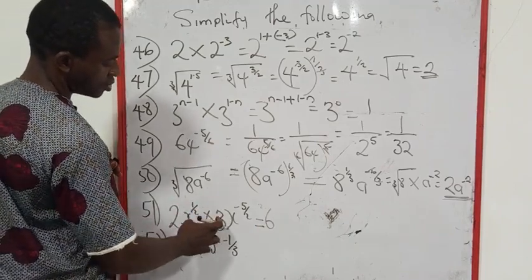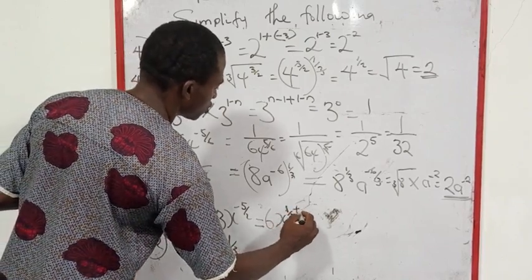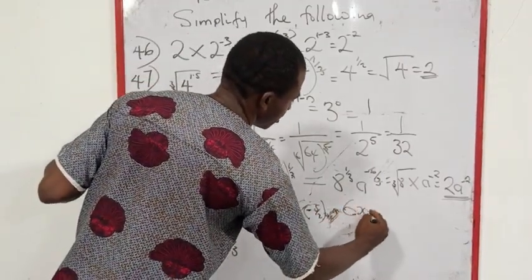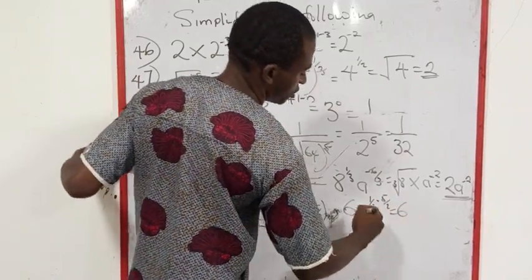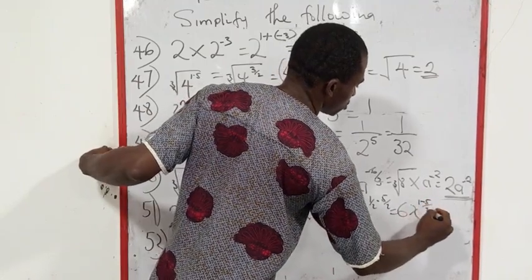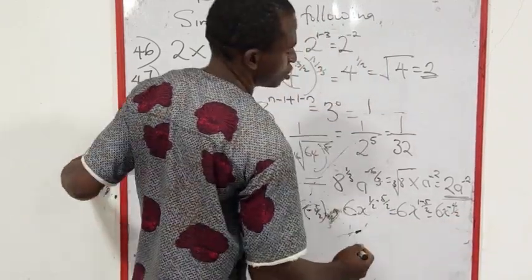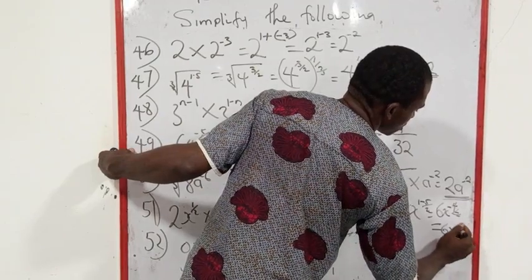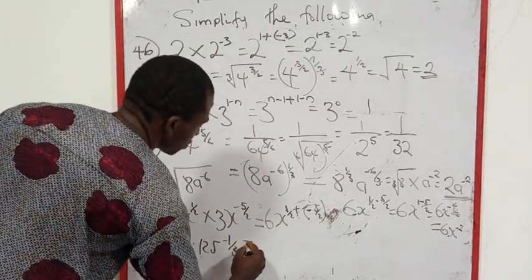Now check what we are doing here. 2 times 3 is 6, then we add the fractions. So we are saying 6x, 1 over 2 minus 5 over 2, which gives us 6x, 1 minus 5 over 2, which will now be 6x, minus 4 over 2, which will eventually become 6x raised to the power minus 2. So let's go to the last question here.